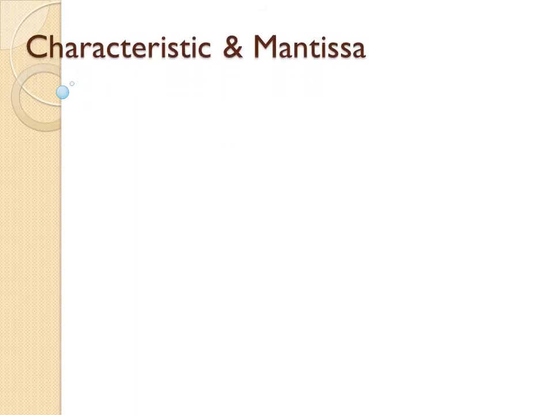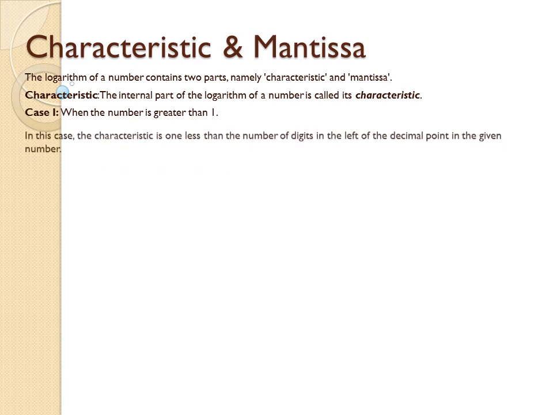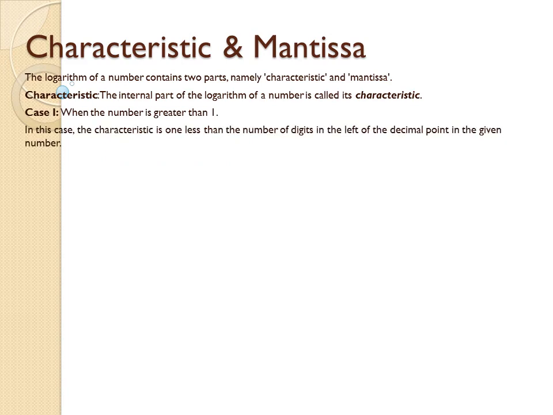Now let's proceed with the characteristics and mantissa. First we will discuss what is characteristic and what is mantissa, and then we will give the example, then things will be clear. The logarithm of a number contains two parts, namely characteristics and mantissa. Characteristics means the integer part of the logarithm of a number. Case 1, when the number is greater than 1, the characteristics is 1 less than the number of digits to the left of the decimal point in the given number.